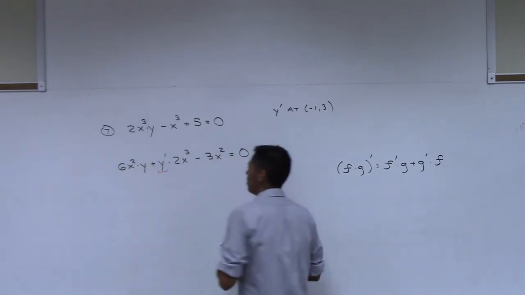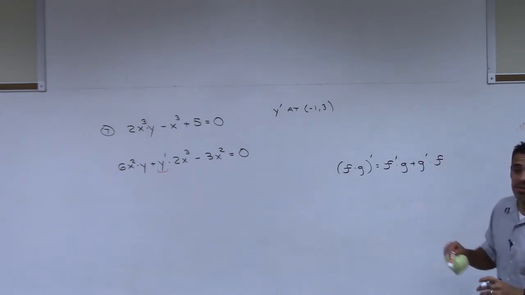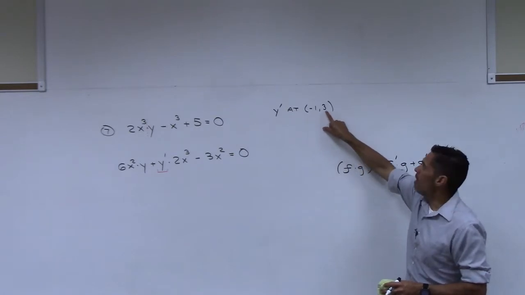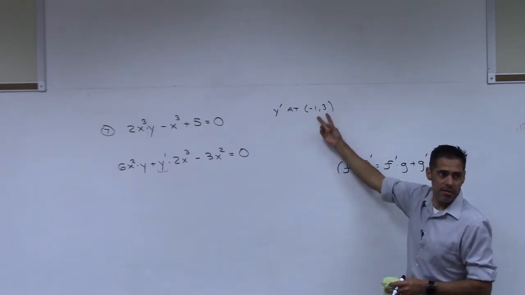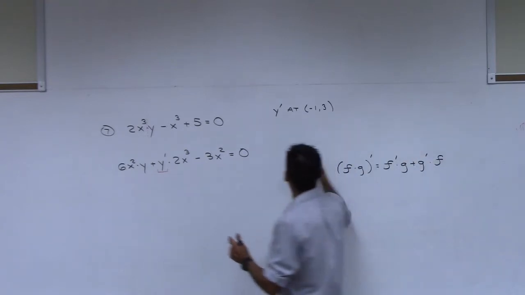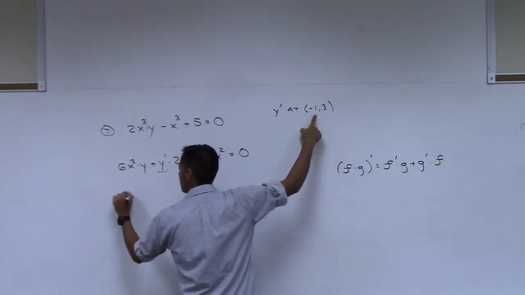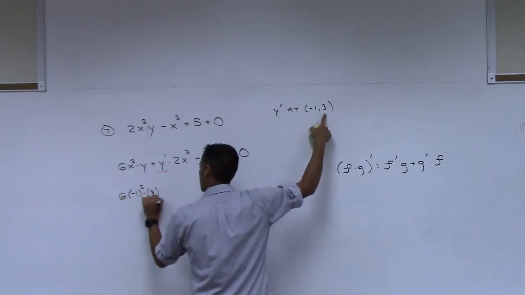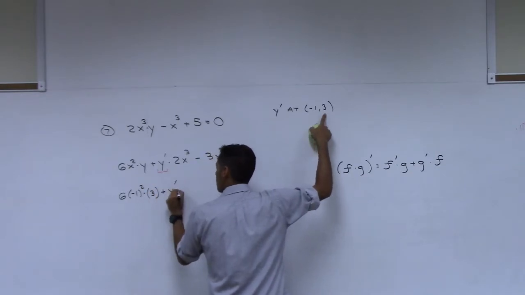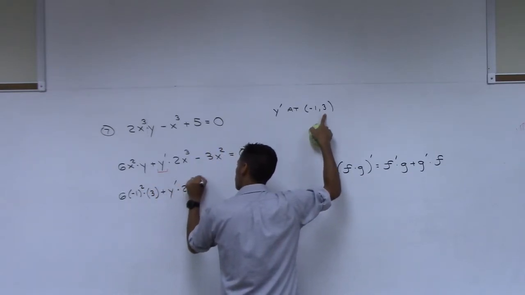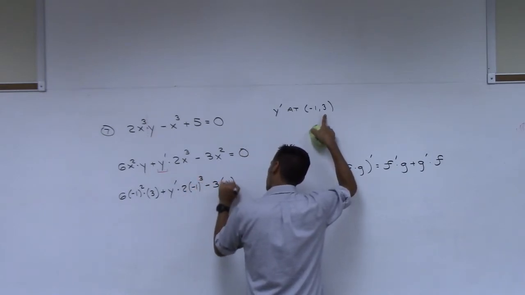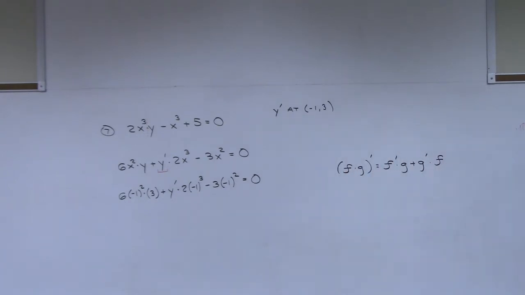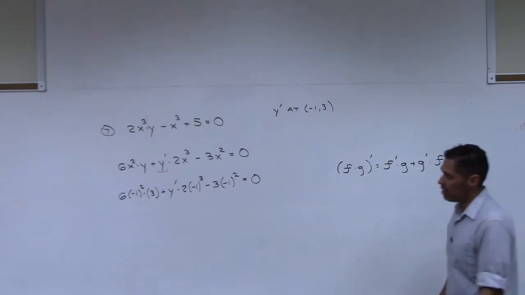I'm actually going to just leave the y prime right there. I know I could try and get it by itself. But let me just replace all my x's with negative 1 and all my y's with 3, because that's what this says to do, right? Yes. Okay, so let's go and replace all x's with negative 1. So this will be 6 times negative 1 squared times y, y is 3, plus y prime times 2 times negative 1 cubed minus 3 times negative 1 squared equals 0. Now, I know that looks ugly, but let's just do all of your order of operations and everything correctly.